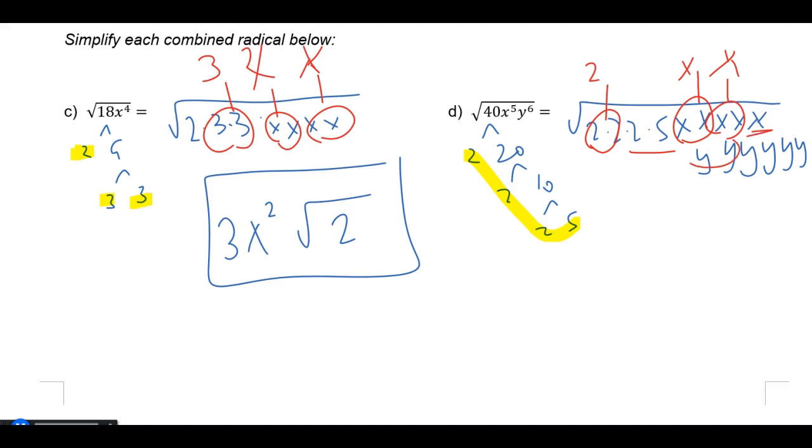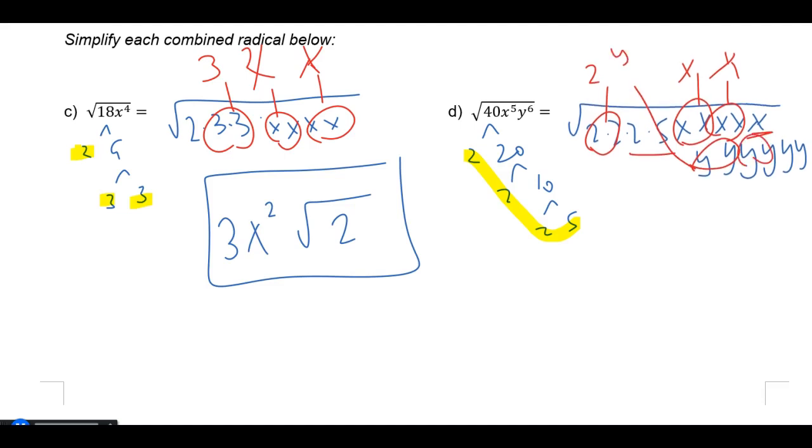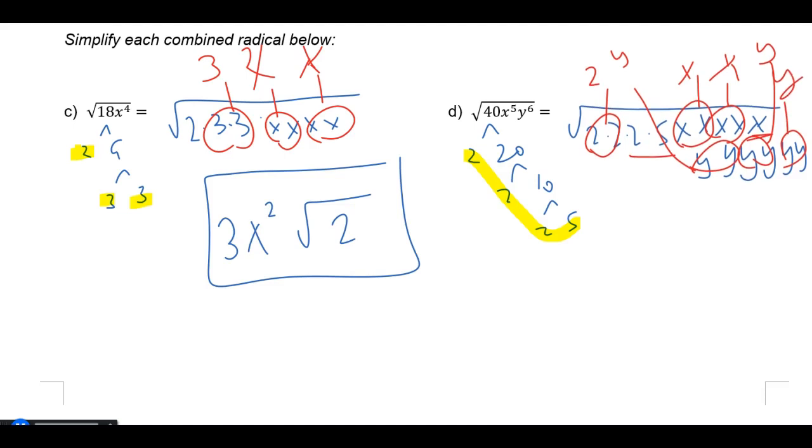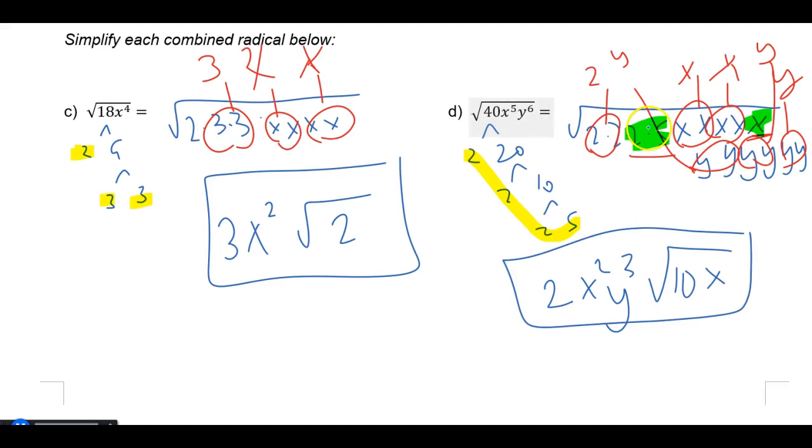Doesn't have a partner, so it has to stay. Comes out as a y. As a y. As a y. Okay, now it's getting kind of hard to see, so I'm going to highlight the things that had to stay. So what came out? Only a 2, and then 2 x's right here, and then 1, 2, 3 y's. What had to stay? 2 times 5, which is 10, and an x. And then that's it. Alright, good luck guys. You got this.